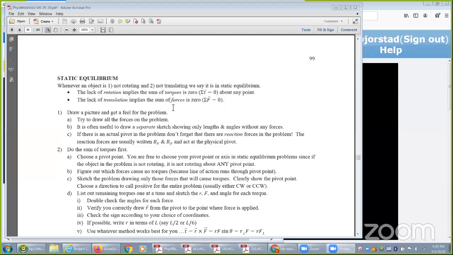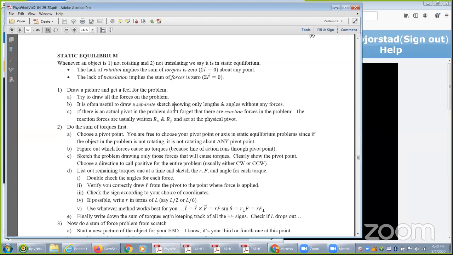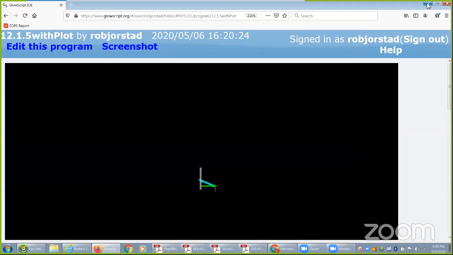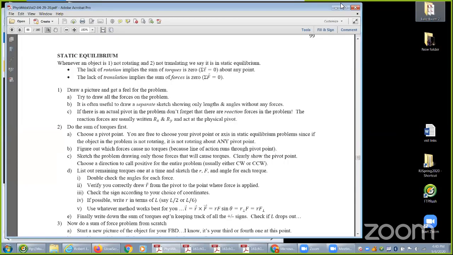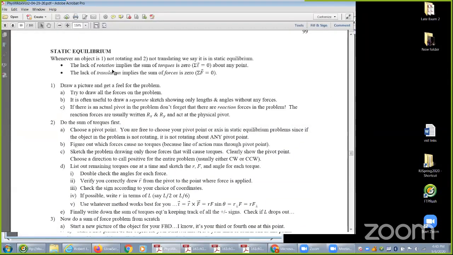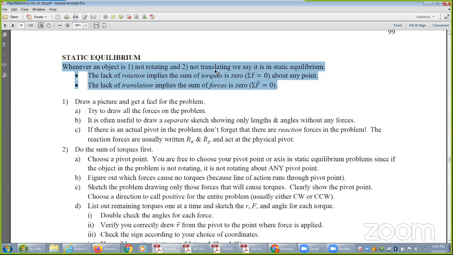Static equilibrium. All right, so if you have page 99 in front of you, it's pretty gnarly, but it can be summed up with this. Whenever an object is not rotating and not translating, we say it is in static equilibrium.